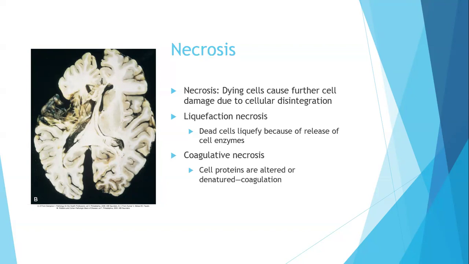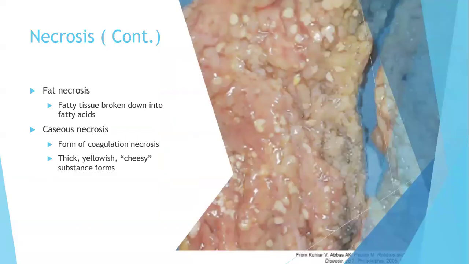Liquefaction necrosis is where the dead cells liquefy because of the release of cell enzymes. So cell enzymes are going to break down the cells around them, and it liquefies the dead cells. Coagulative necrosis is where the cell proteins are altered or denatured, and they actually coagulate. Fat necrosis is where fatty tissue is broken down into fatty acids, and that can cause deterioration of the tissues around it. Caseous necrosis is a form of coagulation necrosis, and it has a thick yellow, described as cheesy substance.